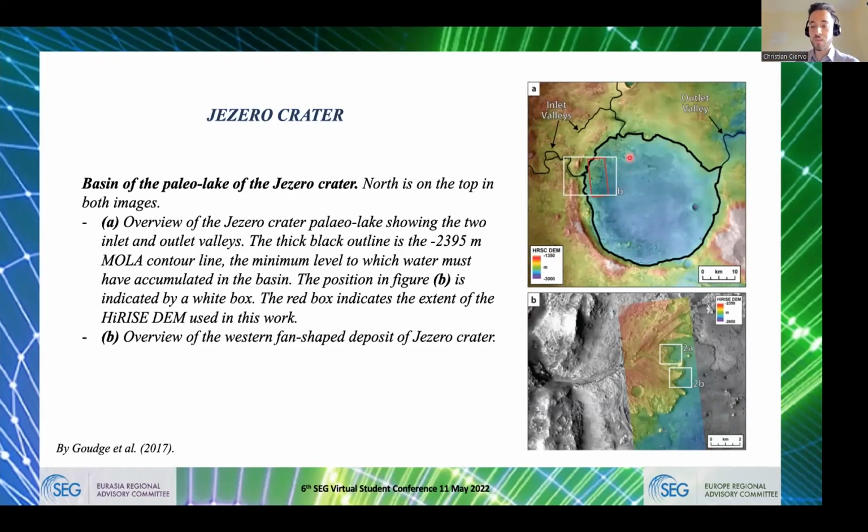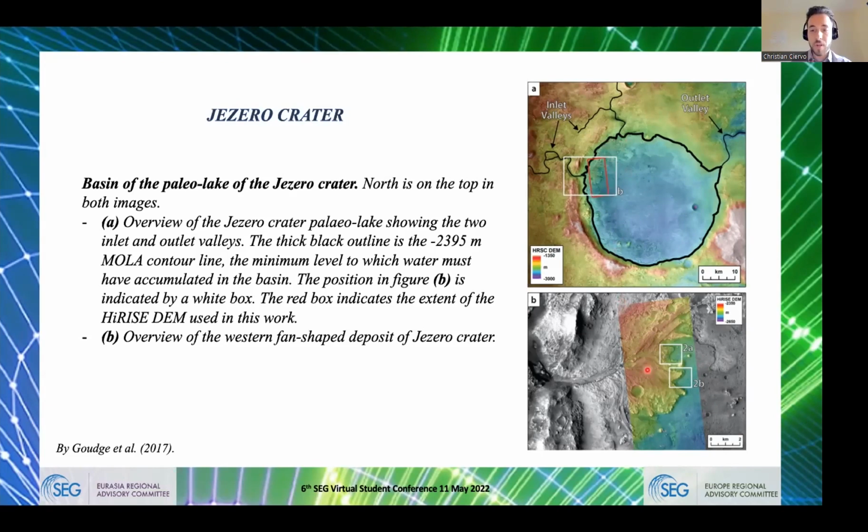As we can see, in fact, we have 2 inlet valleys and 1 outlet valley. Here we have an enlargement, figure B, of the western fan of the crater, because we have 2 fans: one western fan over here and another northern fan here. So we can find these 2 fans in correspondence of the 2 inlet valleys.